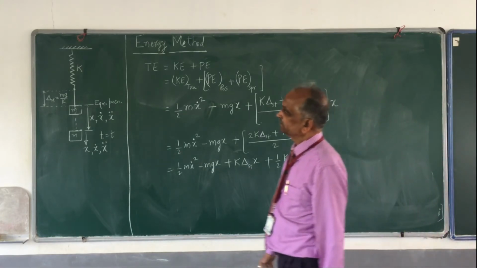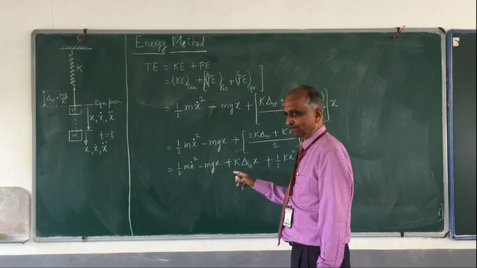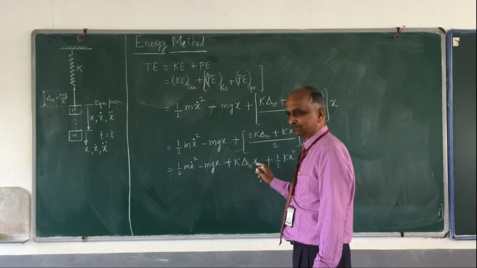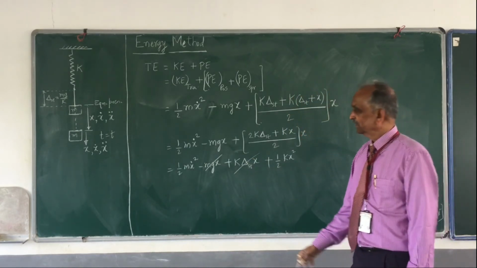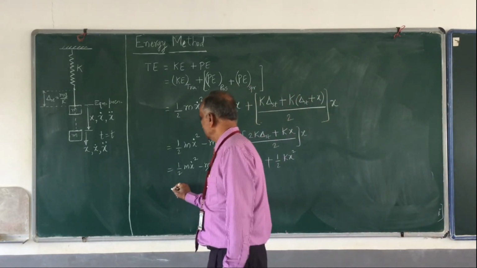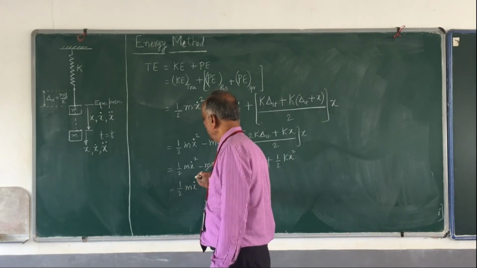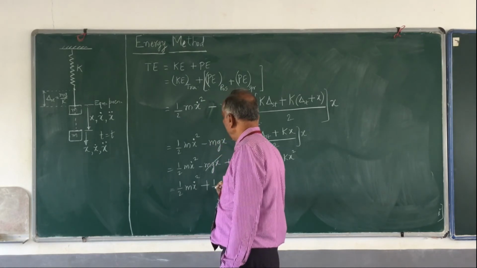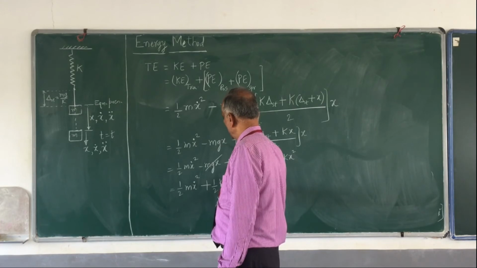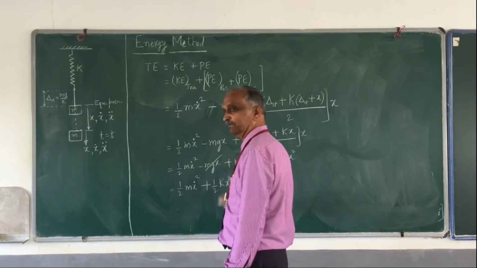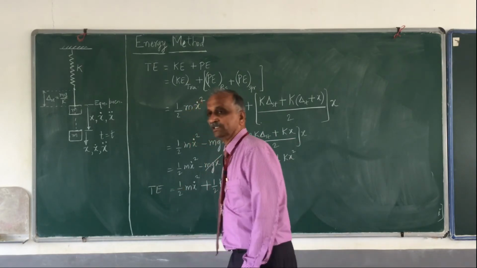Okay, simplify this. mg is equal to k into delta st. So I am multiplied by x and x. This and this they cancel. So simplify this. This is equal to half m x dot square plus half kx square. Okay, this is the final simplified form. And what is the left hand side? The left hand side is total energy.